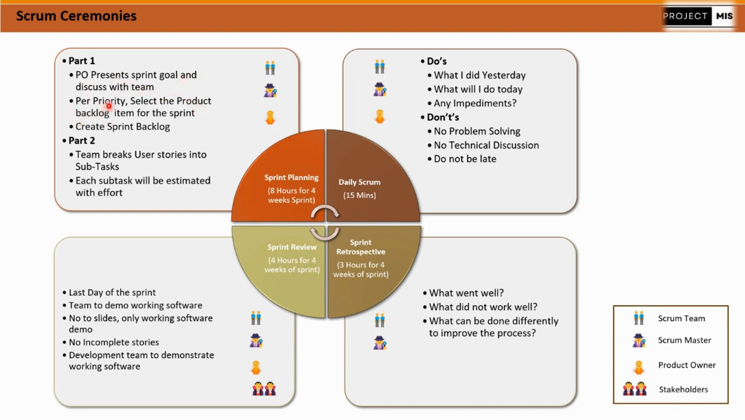The second point says: per priority, select the product backlog item for the sprint. The product owner has written down the list of requirements needed to develop the software. It can be 50 stories, it can be 100 stories, but all stories cannot be picked up in the coming sprint, right? So in one sprint a certain number of stories can be delivered.